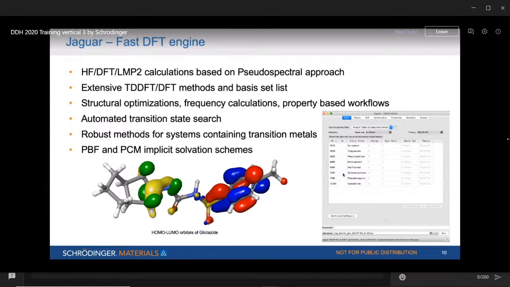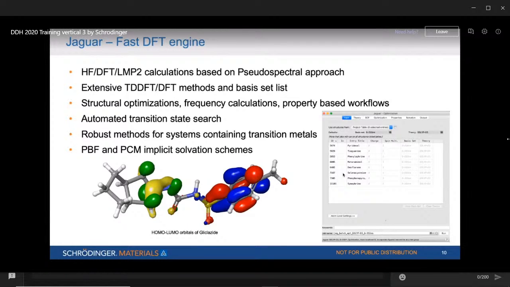Optimization and property predictions. Yeah, structural optimizations, computational IR spectra predictions, computational NMR spectra, absorption spectra, emission spectra. So probably spectra predictions. And also if there's a chemical reaction, we can calculate even the transition state searches. And also we can use transition metals.